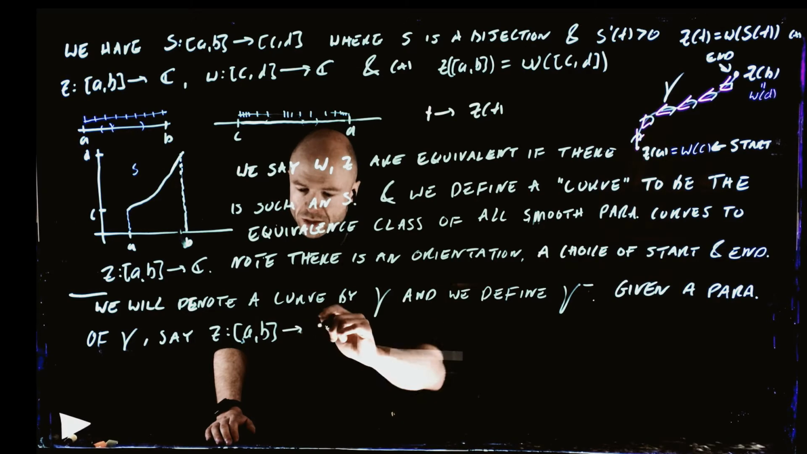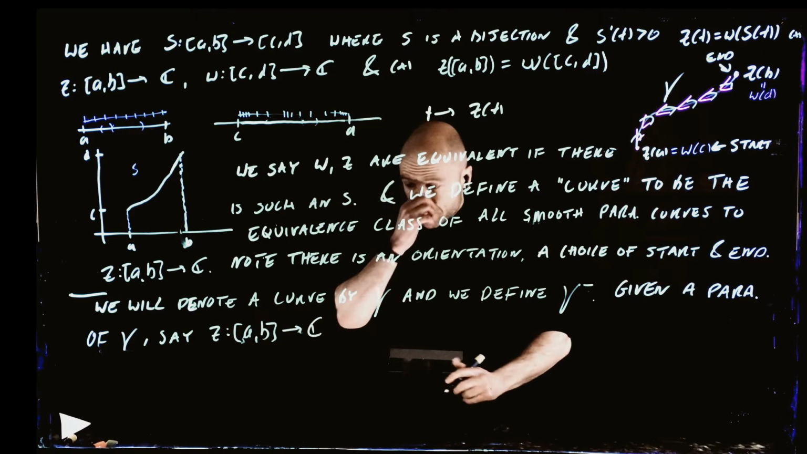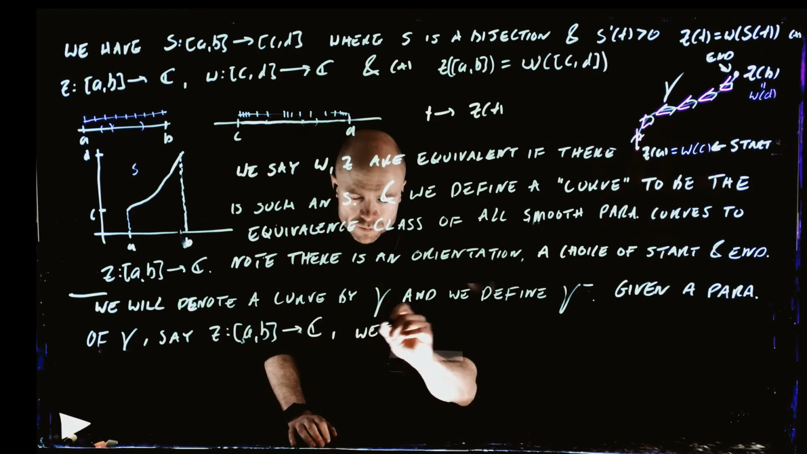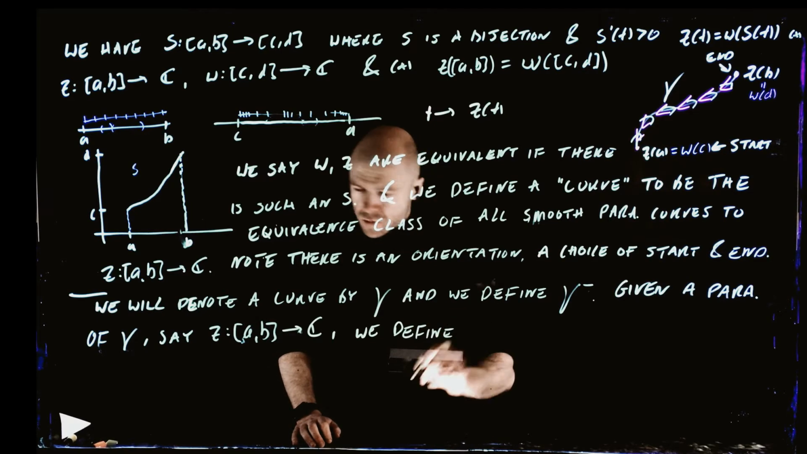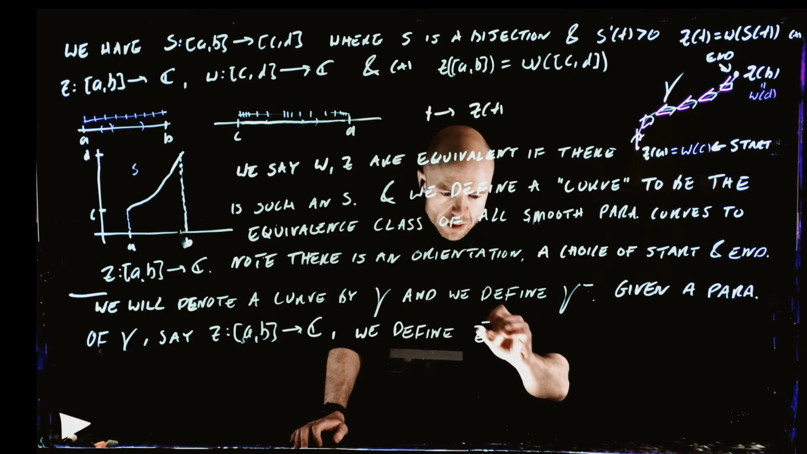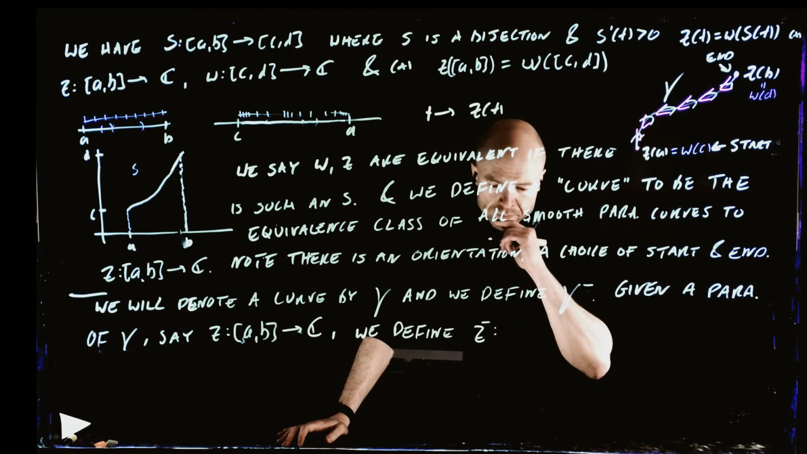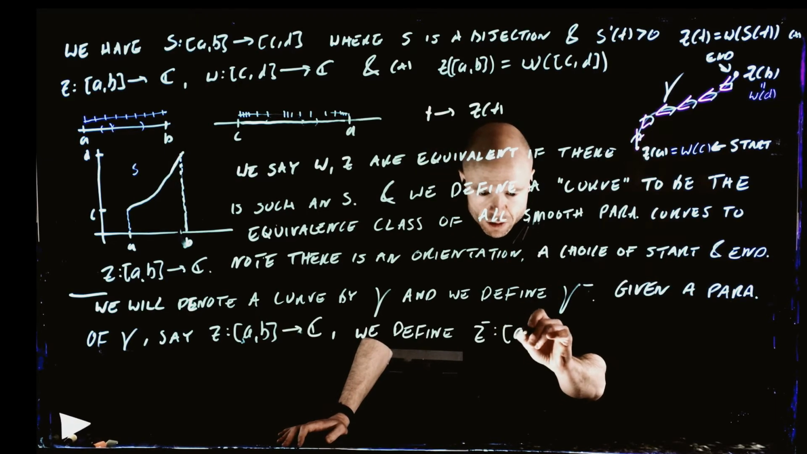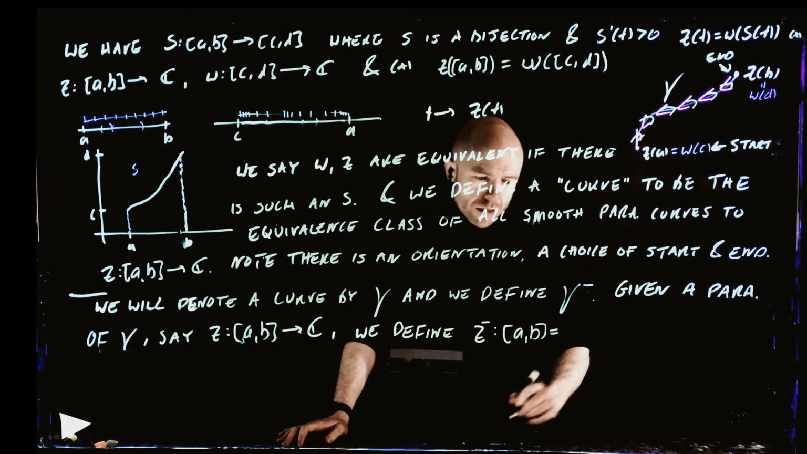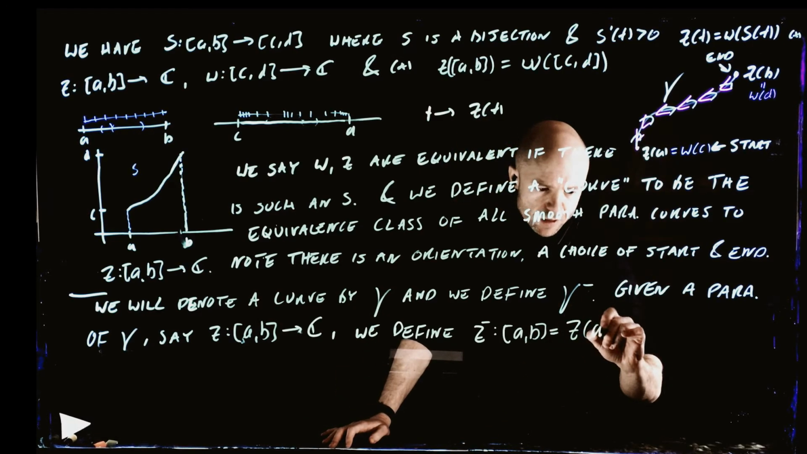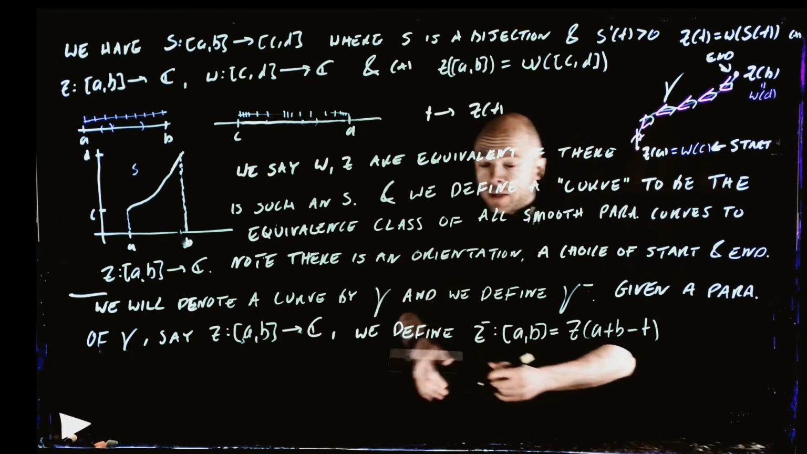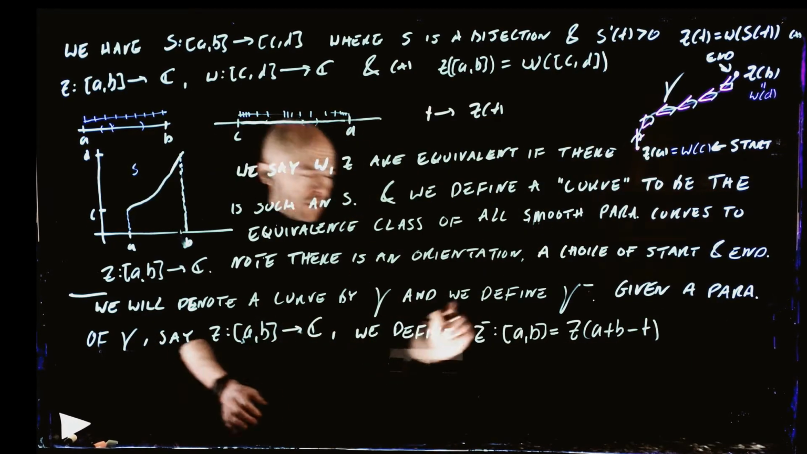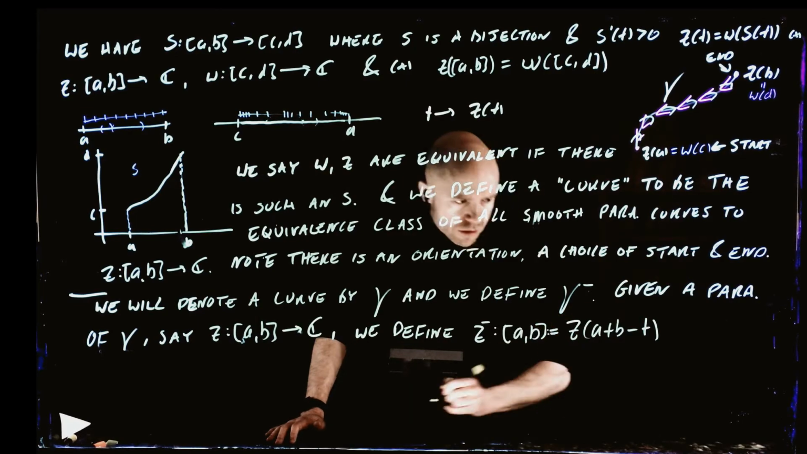So this guy is a parameterization. We define, let's call it Z minus, again from A to B, as Z of A plus B minus T, okay? So this is a definition, and let's see what Z minus does.